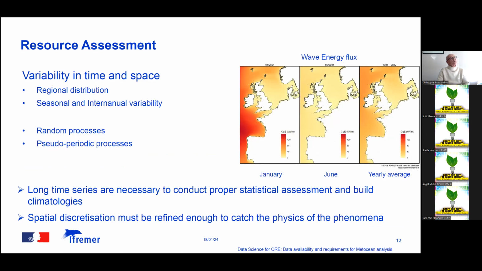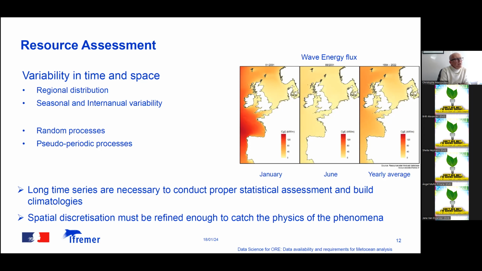When we study the distribution of these resources, what we can see is that there is a clear regional distribution. The energy is not distributed regularly everywhere. There is also a seasonal and inter-annual time variability. We should also not forget that these processes we are studying are random processes for wind and waves, and pseudo-periodic for tidal currents.